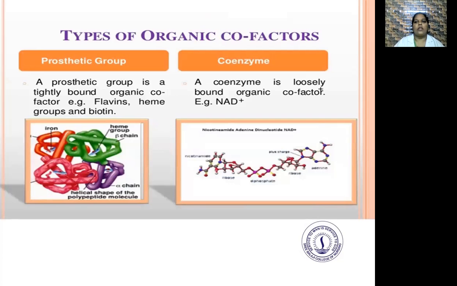We'll see about prosthetic group and coenzyme. Prosthetic group. A prosthetic group is a tightly bound organic cofactor. Example, flavins, heme groups, and biotin. A coenzyme is a loosely bound organic cofactor. Example, nicotinamide adenine dinucleotide.